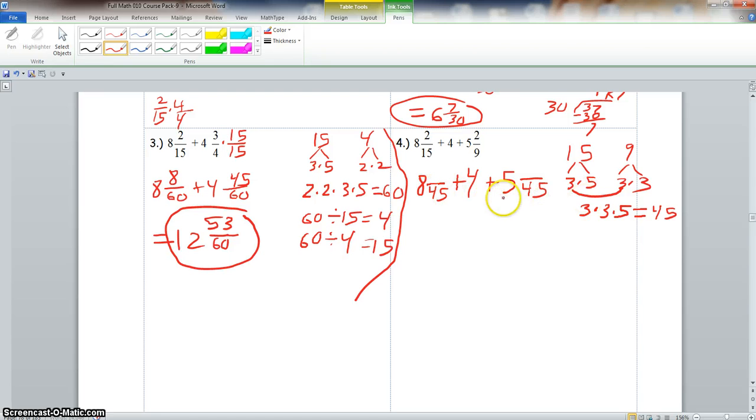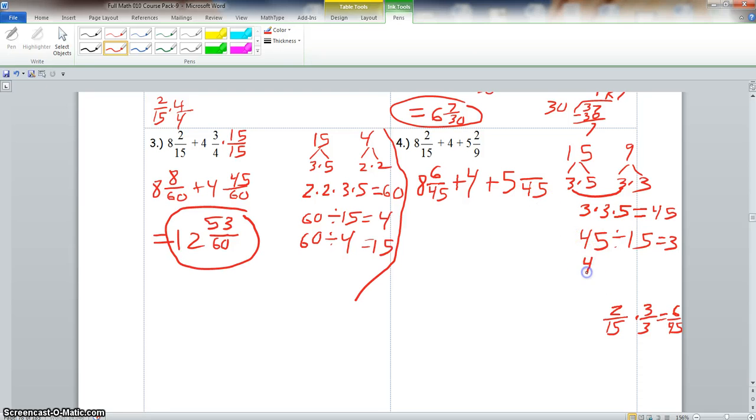So now we find our new numerators. We would take the new denominator divided by the old, or original, denominator. 45 divided by 15 is 3. So we know we're going to take this 2/15, and I'm going to write it over here. We'll take this 2/15 and multiply by 3 over 3, which is 6 over 45. So we will have a 6 for our numerator here.